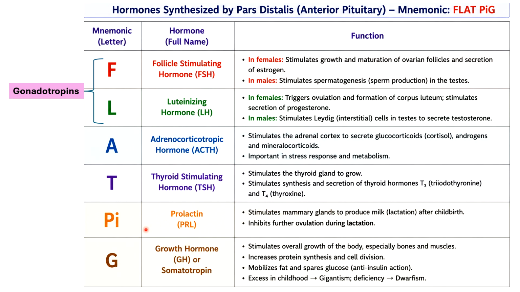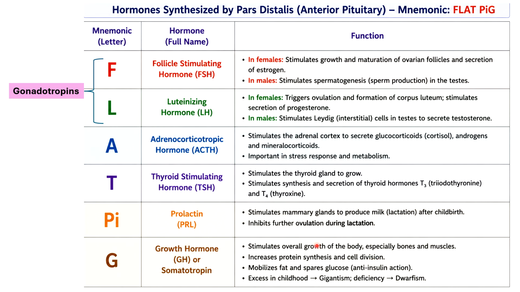Next hormone is P, or prolactin. Now this is produced typically after childbirth, and it causes the mammary glands to secrete milk, or cause lactation after the baby is born. Prolactin is a very important hormone which also inhibits further ovulation during the lactation period. During the lactation period, just imagine if the egg is formed and again it is fertilized, again another baby is formed, then it will make the mother's body very weak.